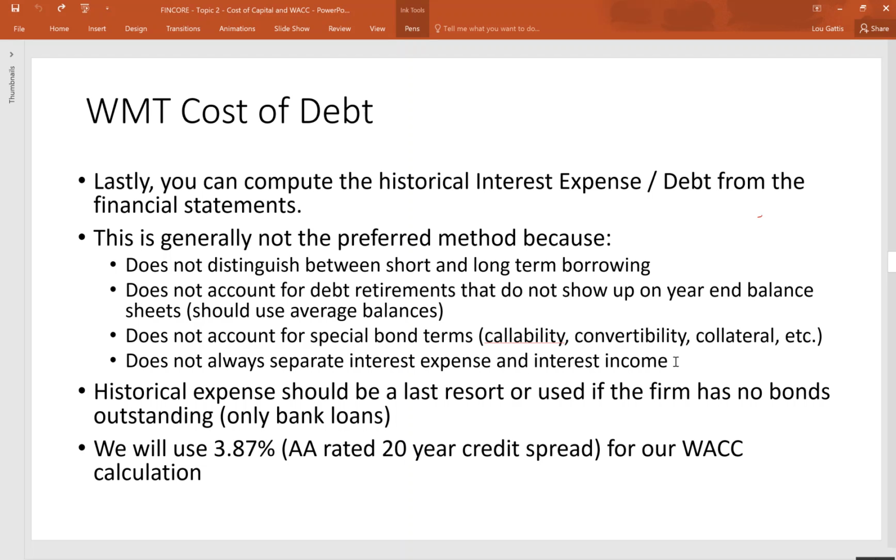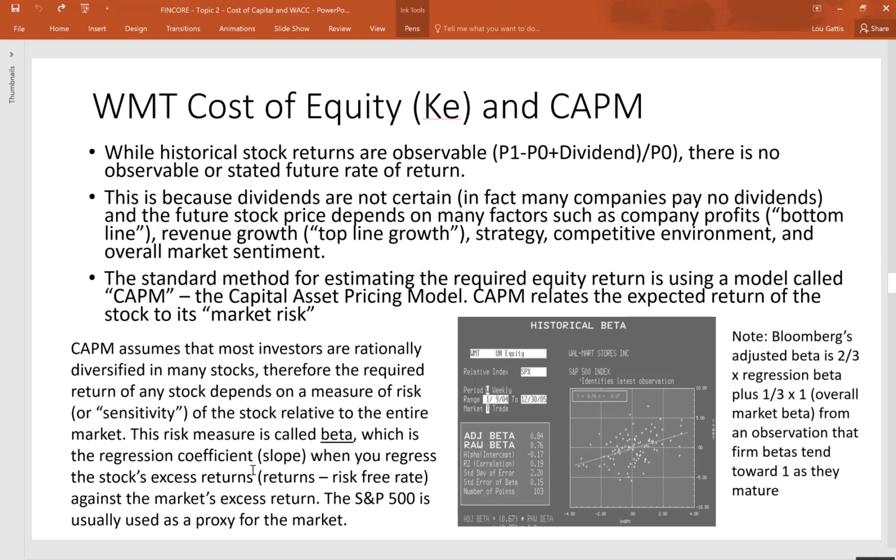Firms generally have bonds outstanding on which they pay interest, but they also generally have investments on which they gain interest. And what gets reported is the net interest income. So by just dividing the net interest expense, I should say, by the debt balance, you may actually be intermingling some of the interest income, which would then understate your actual rate. So historical expense should be a last resort. So I'm going to use 3.87 as my forecast for Walmart's cost of debt.